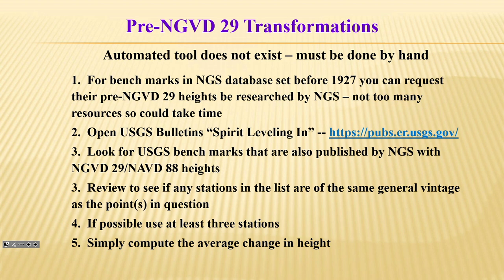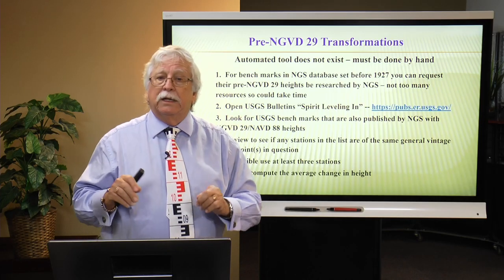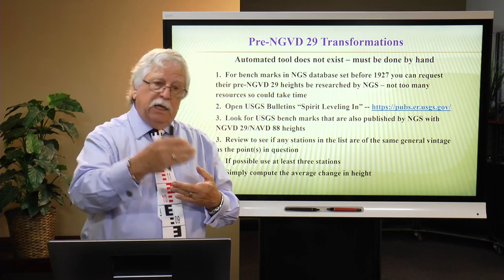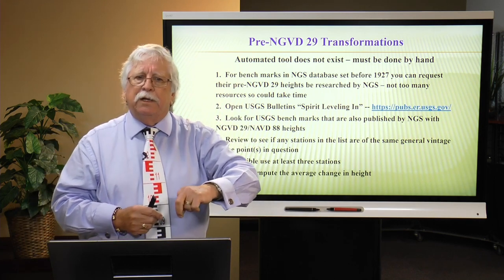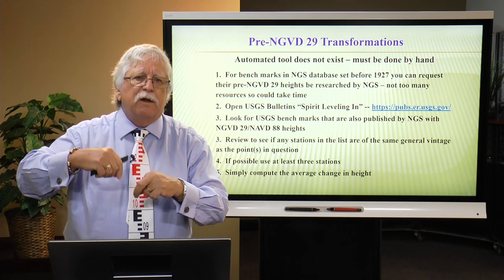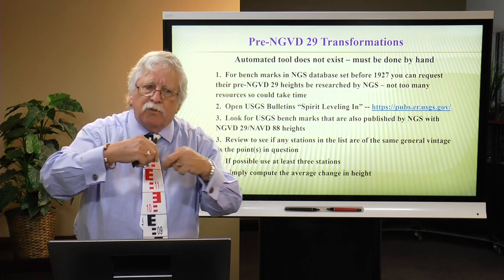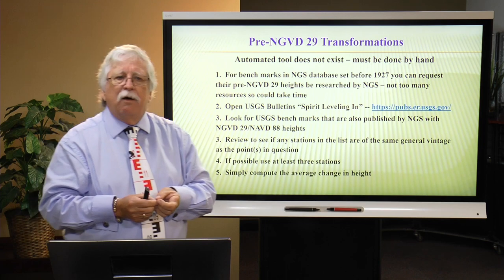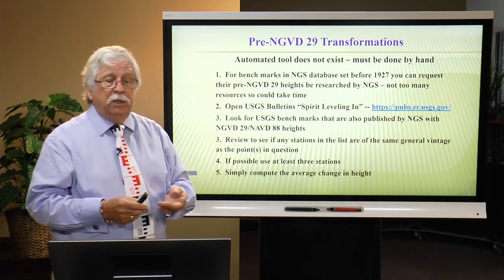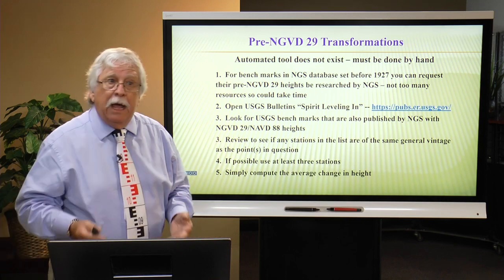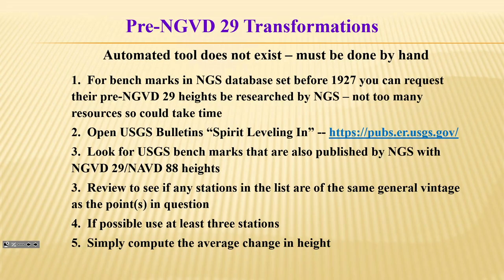And here is the URL that you can go to. You simply type in that URL and then you request in a block provided, you can say spirit leveling in, pick a state, whatever state you want to work in. We're in Kansas right now, so if I was doing this here, I would say spirit leveling in Kansas, a couple of publications would pop up, and now I can go research those publications to see, are there benchmarks from USGS that were in those publications? And maybe there are some corresponding ones that are now published in the NGS database. And from those, I can do a comparison. I can simply compare their values and say, well, the most likely approximation for a height pre-NGVD 29 would be based on that information. Because again, this data is not automated and there are no transformation tools. So just some background on how you might approach that.